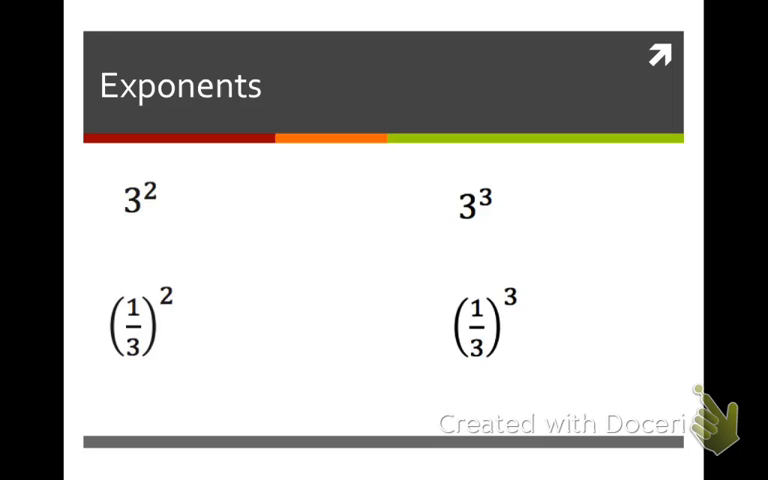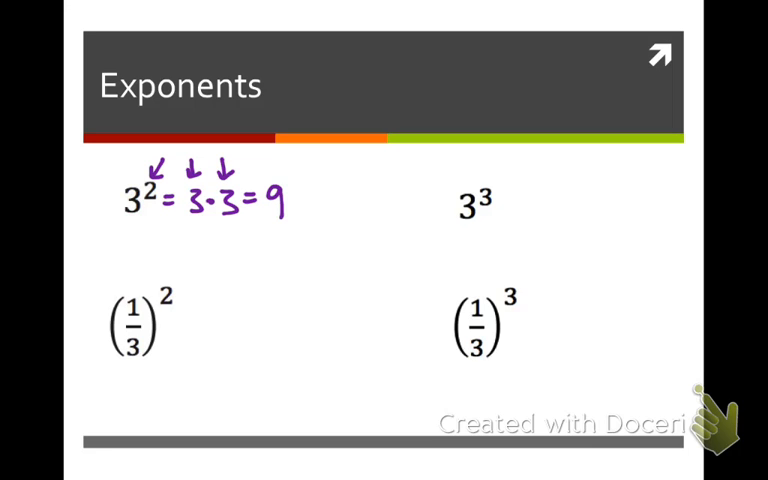So we have 3 squared. 3 squared means 3 times 3. You see that 2 right there means to multiply 3 by itself 2 times, and so 3 times 3 we know is equal to 9. So 3 squared is equal to 9.